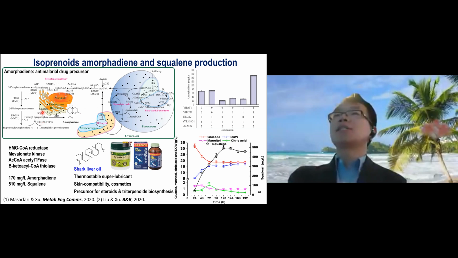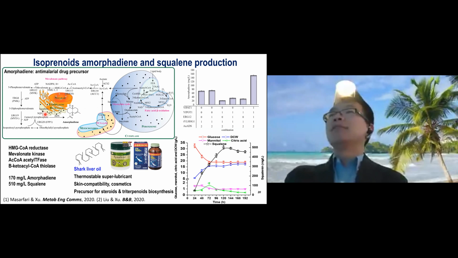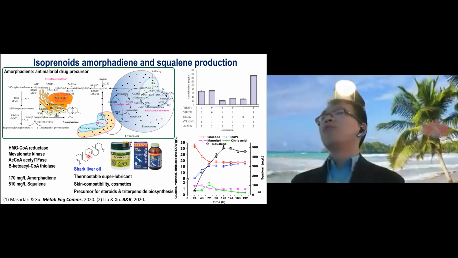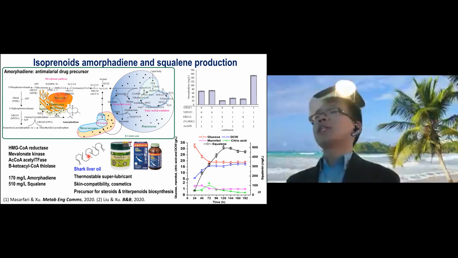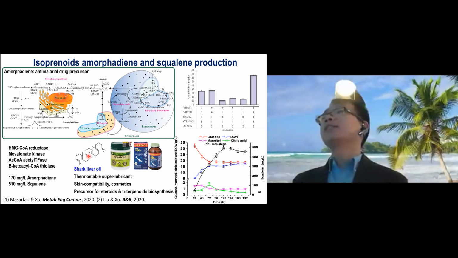Based on the same pathway, actually we can engineer squalene. So squalene basically, we have the structure of this one. They call it shark liver oil. It's a thermostable super lubricant. It has skin compatibility. It can be used in the cosmetic industry.